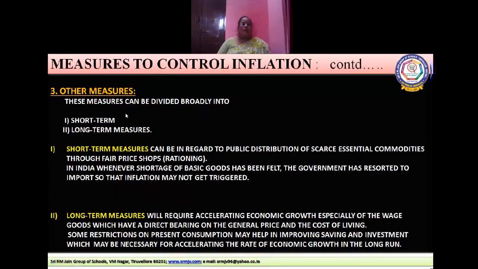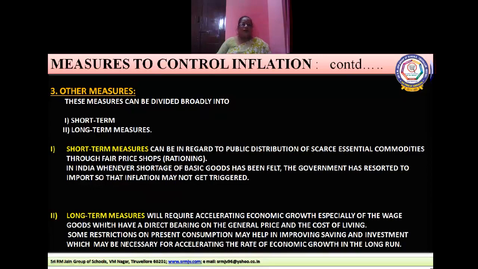Other measures have been divided into short term and long term measures. Short term measures can be in regard to the public distribution of scarce essential commodities through fair price shops, that is, ration shops. Okay, through rationing. In India, whenever the shortage of basic goods has been felt, the government has resorted to import so that inflation may not get triggered.